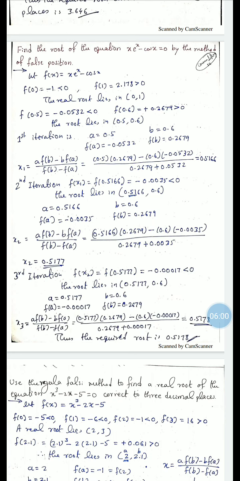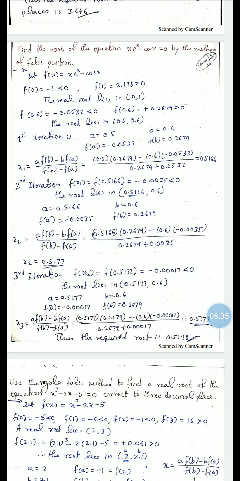Then second iteration, put x1 value in the given function f of x, so we get minus 0.0035, that is negative root. For the second iteration we require one negative root and one positive root, so by substituting x1 value we get the negative root. To get the positive root we take the previous answer. Therefore a is equal to 0.5166, b is equal to 0.6, f of a is equal to minus 0.0035, f of b is equal to 0.2679.